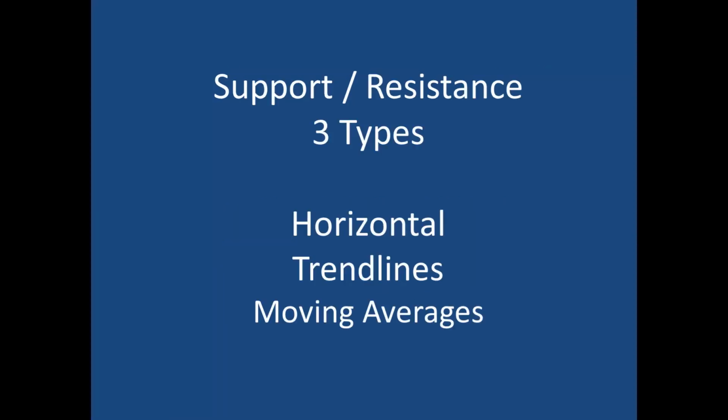There are three types of support and resistance. One is horizontal support and resistance, two is a trend line, and three is a moving average. The first two, horizontal and trend lines: the horizontal is just a horizontal line on your chart. The trend line is similar to a horizontal line except it's diagonal, and the moving averages are what we call dynamic support and resistance. Horizontal and trend lines are static because they stay in one place. Moving averages move with the price action.